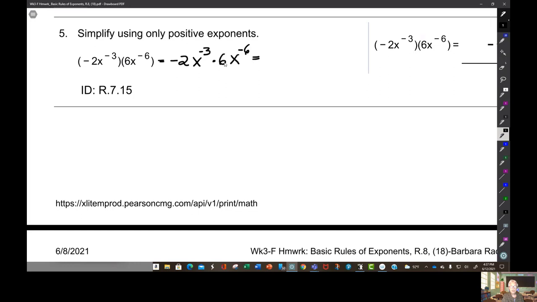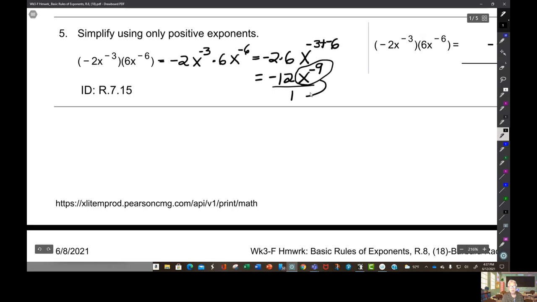So I'm going to have negative 2 times positive 6 times x to the negative 3 plus negative 6. That's going to be negative times positive is negative, negative 12 times x to the negative 9. Now, we assume this is over 1. Now, be very careful. It's only the x that's going to move down to the denominator. This is going to be negative 12 over x to the positive 9, which is negative 12 over x to the 9.